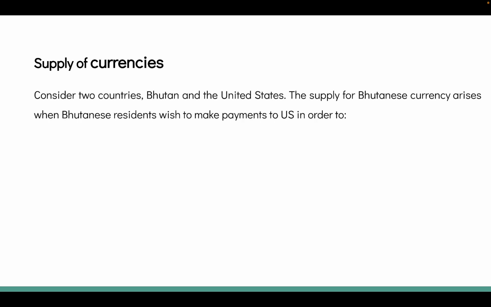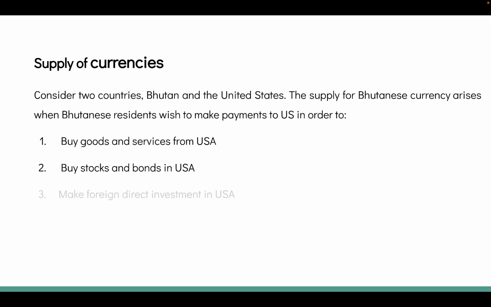Now let us look into the supply of Ngultrum. Again, to understand the supply of Ngultrum, let us consider two countries, Bhutan and United States. The supply of Bhutanese currency arises when the Bhutanese residents wish to make a payment to the US for the following reasons: to buy goods and services from USA. Imports of goods and services by Bhutanese from USA require exchanging Ngultrum for US dollars. And the second reason is to buy stock and bonds in USA. The supply of Ngultrum comes from Bhutanese who wish to invest in bonds and stock in USA.